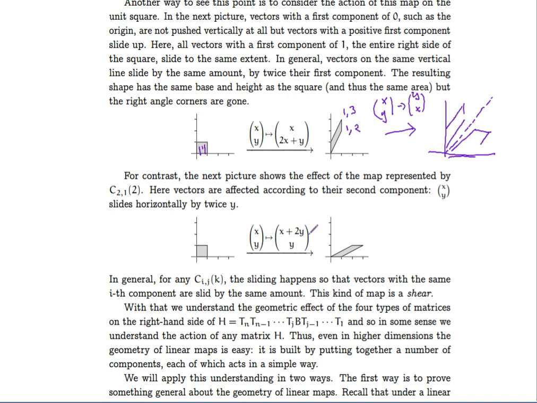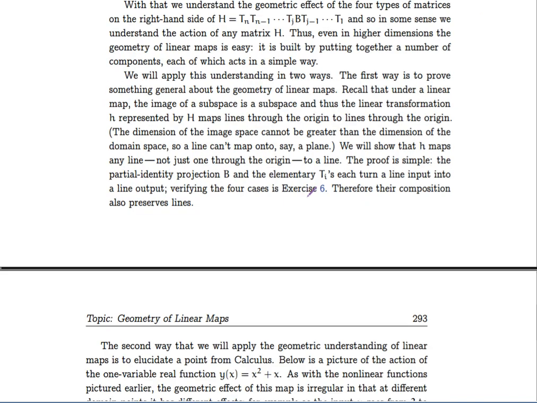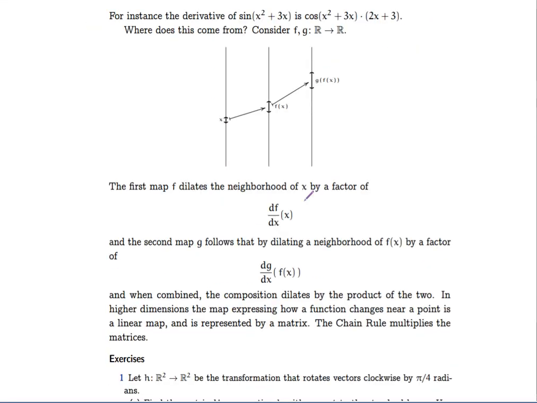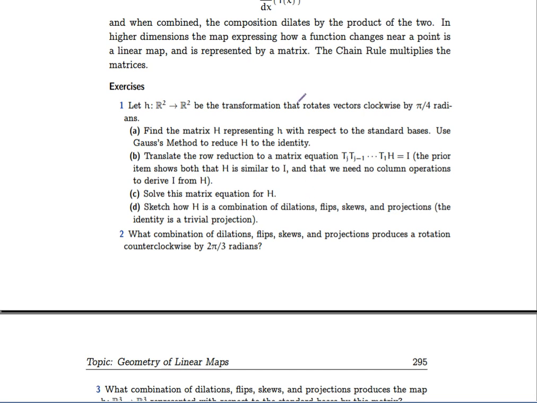So when you do homework problems here, let's look at these homework problems here. Here, for instance, it says for the clockwise rotation by pi over 4 radians, you want to find its matrix, you want to row reduce, and when you row reduce, you're going to find this sequence of elementary matrices. Now, using these elementary matrices, you can find a solution for H, and you can write H as a combination of mappings. So you can write a sequence of maps.